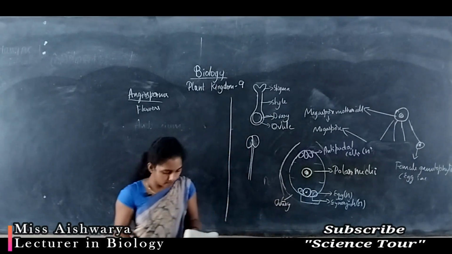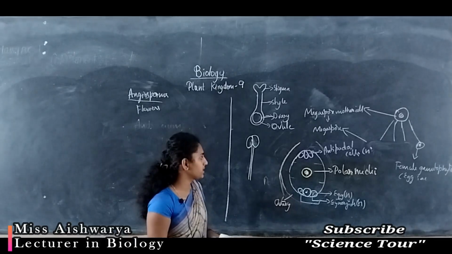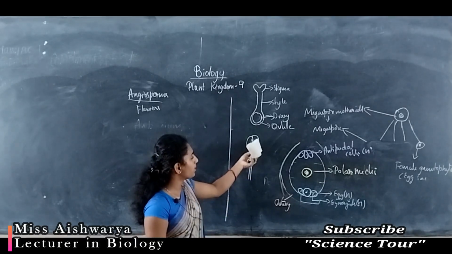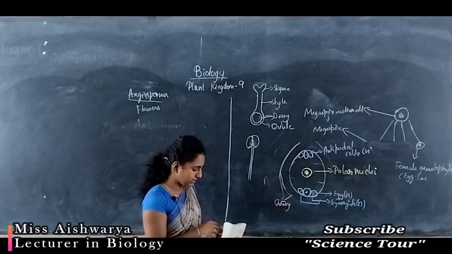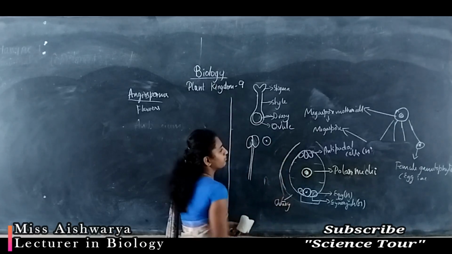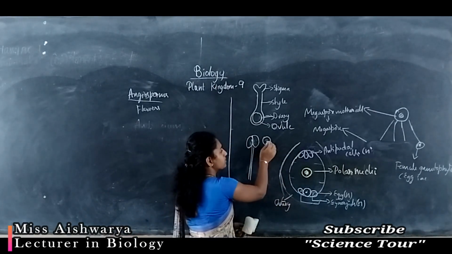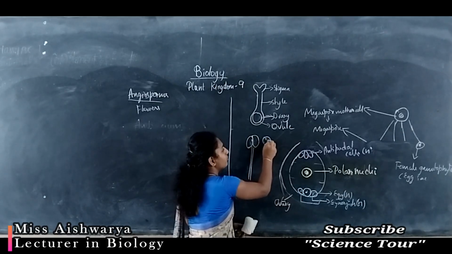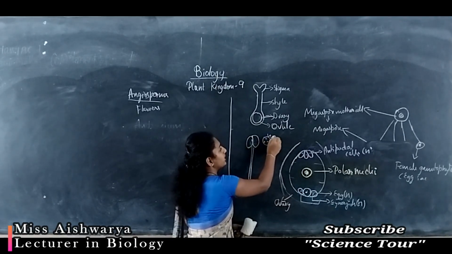Next, we'll move on to how fertilization takes place. The pollen anther gives rise to pollen grains. I have mentioned pollen grains. The megaspore will further divide and form the male gametophyte, called pollen grains.